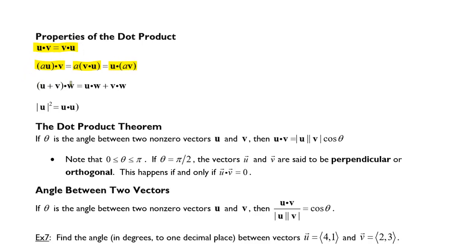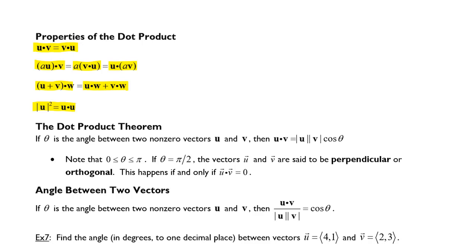If you have u plus v dotted with w, that's equal to u dotted with w plus v dotted with w. And if you have the magnitude of u squared, that's equal to u dot u. The dot product theorem states that if theta is the angle between two non-zero vectors u and v, then u dotted with v equals the magnitude of u times the magnitude of v times cosine of theta.